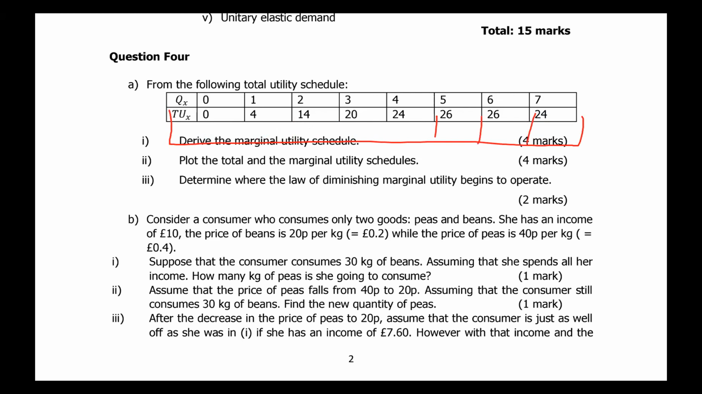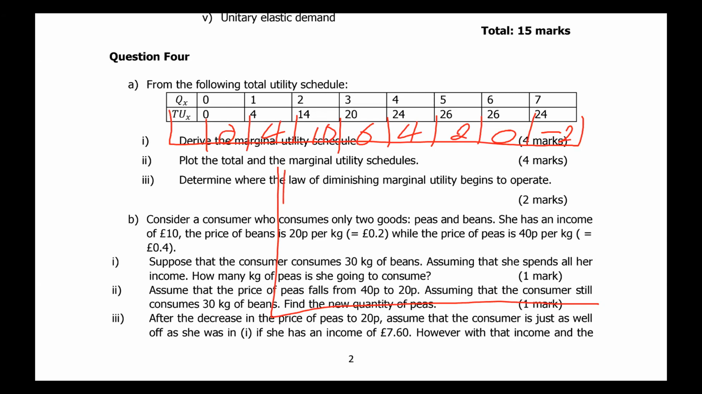Our marginal utility schedule is needed here for us to plot it. So we started with 0 here. 4 minus 0 is 4. 14 minus that is 10. Then 20 minus that is 6. 24 minus that is 4. 26 minus that is 2. And this is 0, negative 2. So now, how do you draw or plot this schedule? Check now how you're plotting.